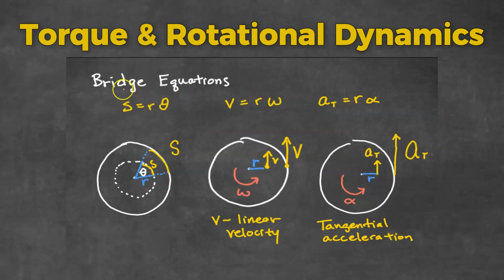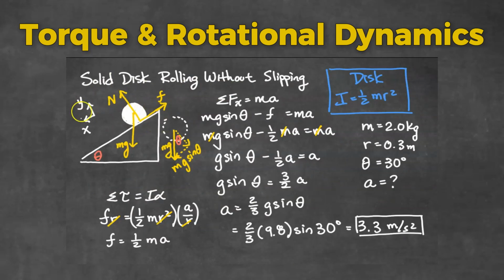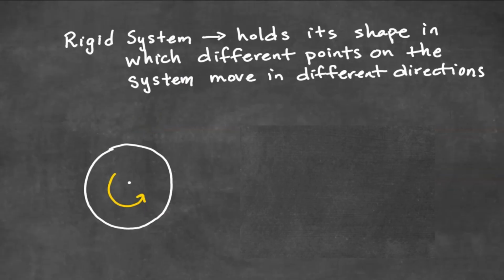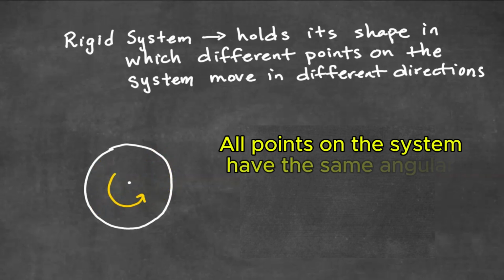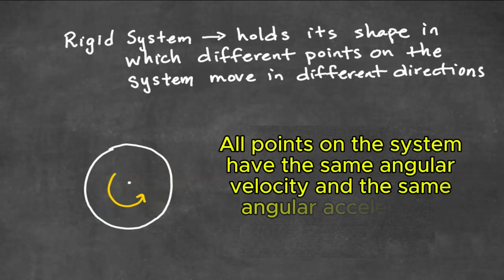In this video, we're going to review torque and rotational dynamics. We're going to first define a rigid system. This is a system that holds its shape, in which different points on the system move in different directions. So here is a disk that is rotating: on the left-hand side it might be moving down, but on the right-hand side it might be moving up. In a rigid system, all points within that system have the same angular velocity and the same angular acceleration.